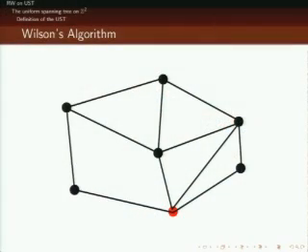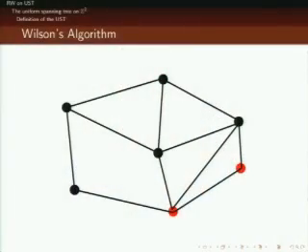So if we want to construct the uniform spanning tree on this graph, first of all, we just take a point, whichever one we want. And this is going to be kind of our first tree. Our first tree is just going to consist of a single vertex. For the next step, we just choose any other vertex at random.